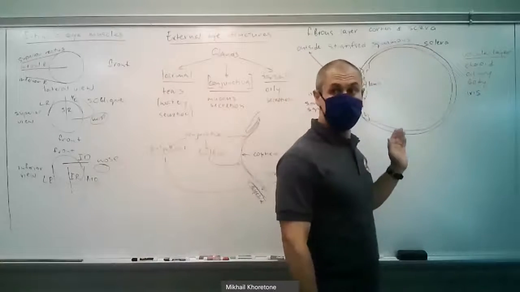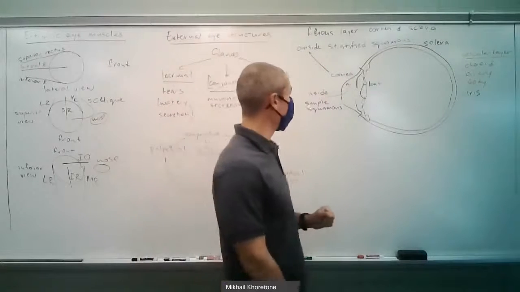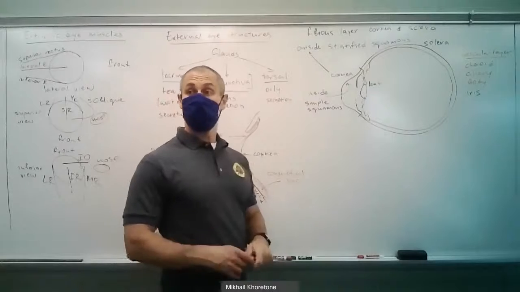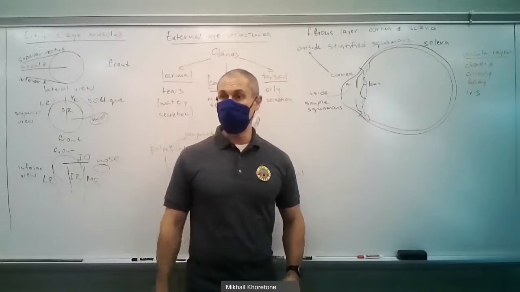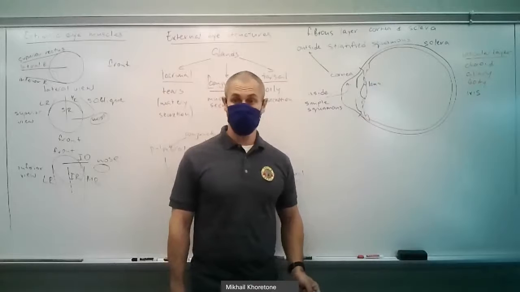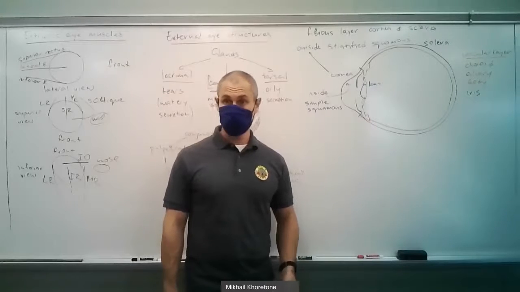So there are three parts to the vascular layer: the very dark choroid, the ciliary body, we can talk more about it, and the iris. Now, iris color depends on the amount of melanin that you produce. So it's just the amount, it's not some particular color. Clear?